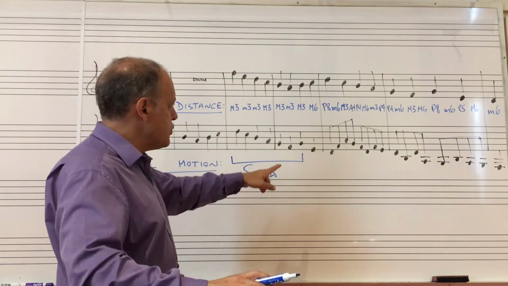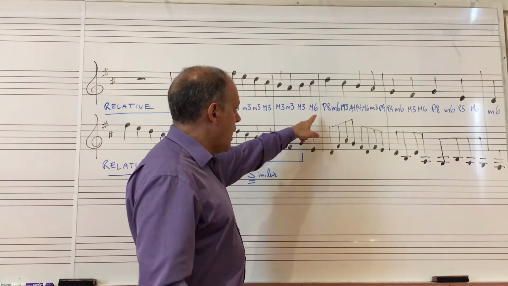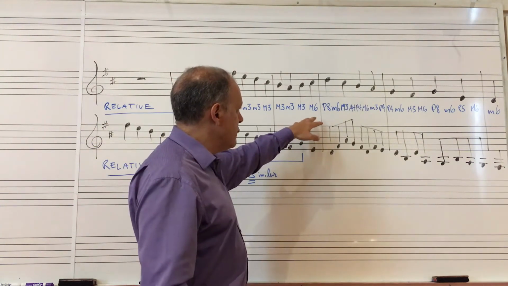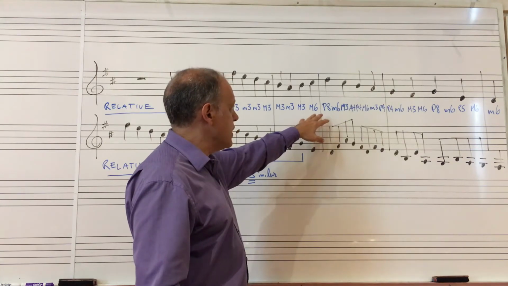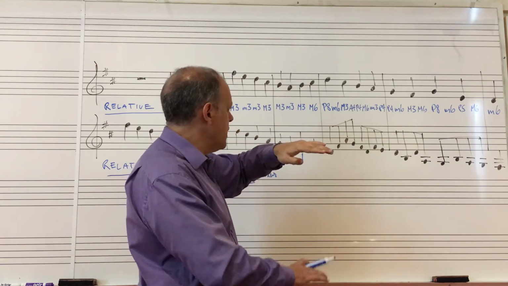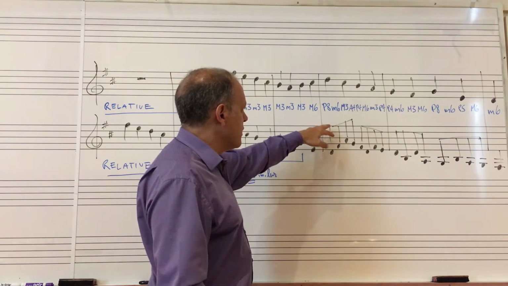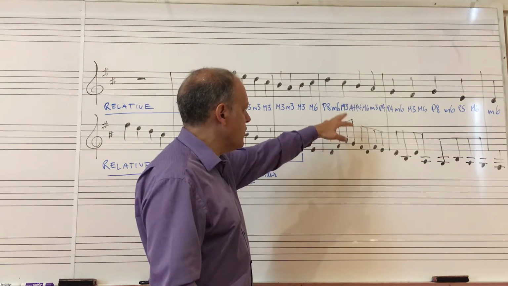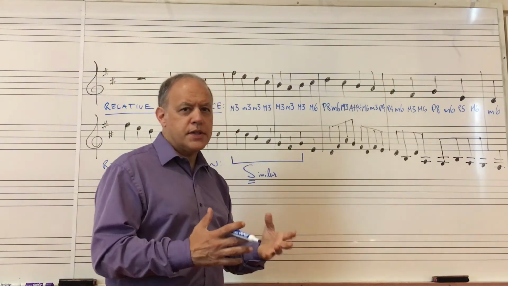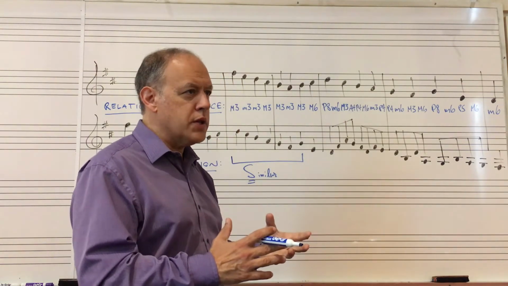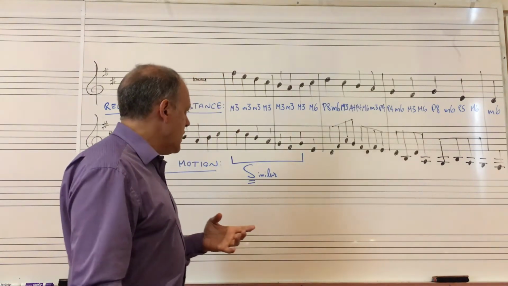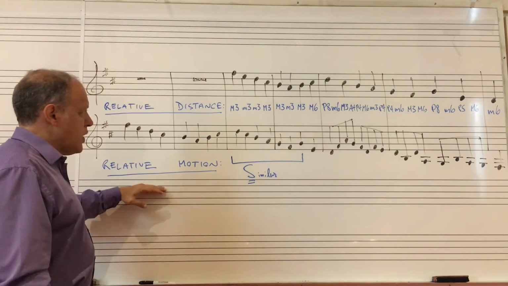Now, what's striking here, I can see registered in relative distance sudden changes in the interval relationship between the parts. Suddenly I've got a major sixth, a perfect octave, a minor sixth, minor third, augmented fourth, perfect fourth. A lot of stuff is happening all at once. Why is that? Let's think again about relative motion.